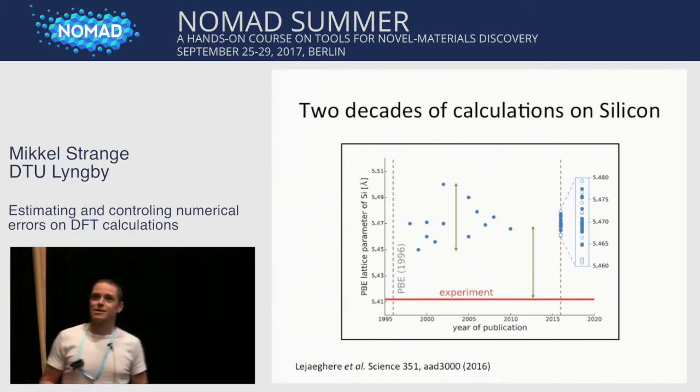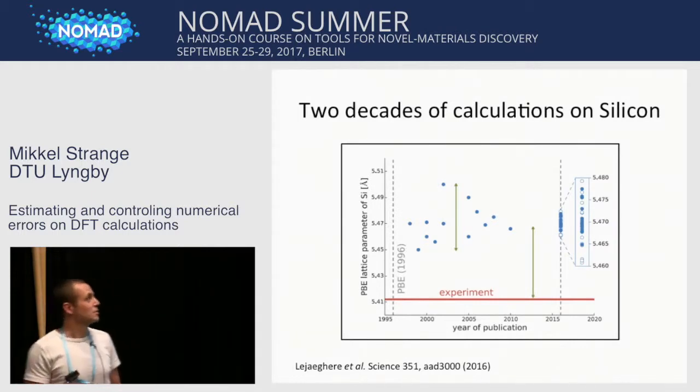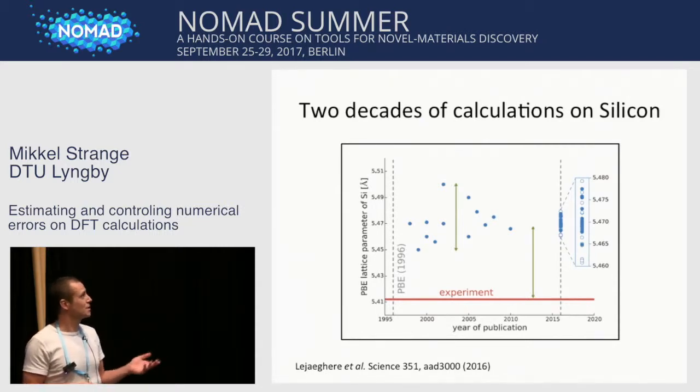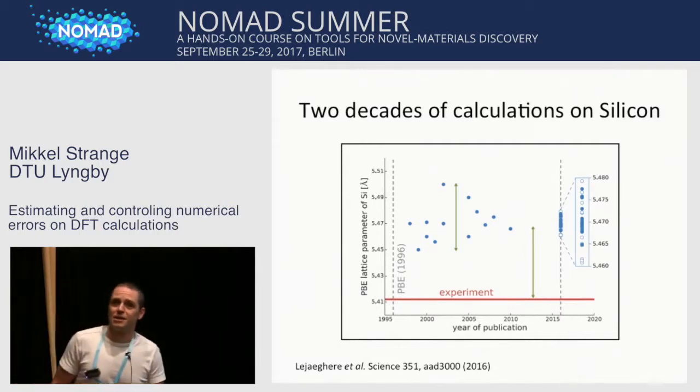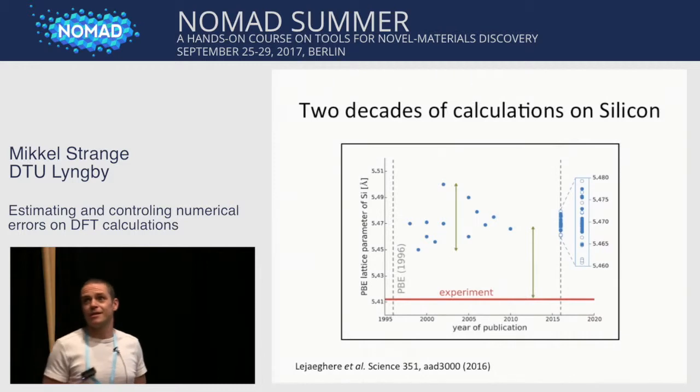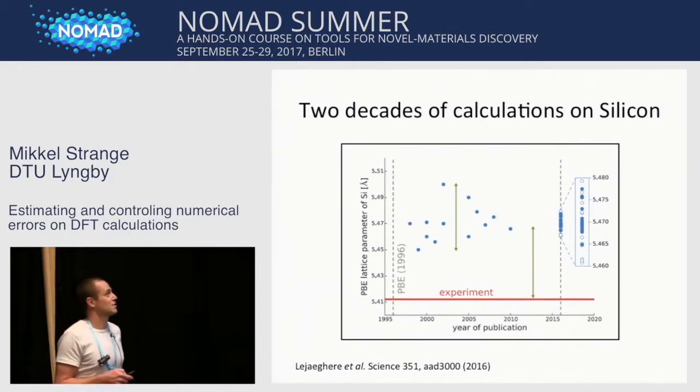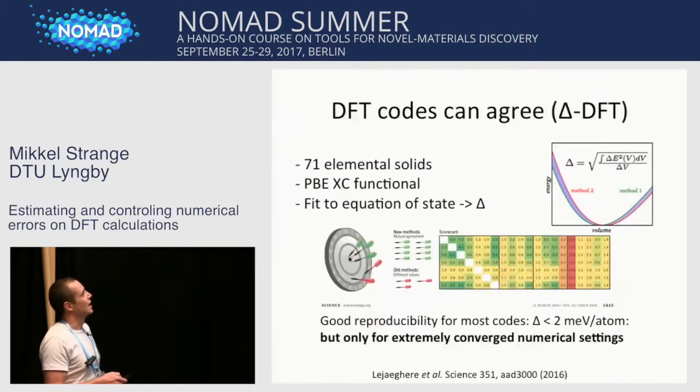This was really a community effort where something like 30 codes or thereabouts were used to calculate the lattice constant, and you can see that the spread is at least a little bit smaller than it used to be. That means we can probably be relatively confident that the distance between the calculated values here and the experiment is now not numerical problems, but exchange correlation inequalities. This was published in Science last year.